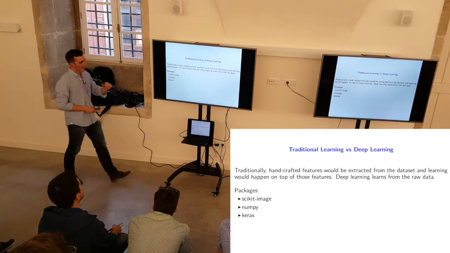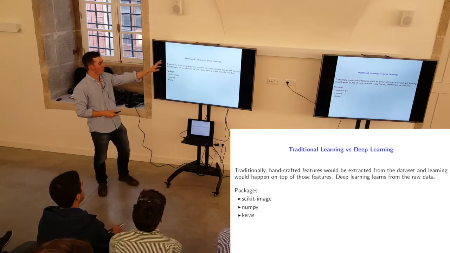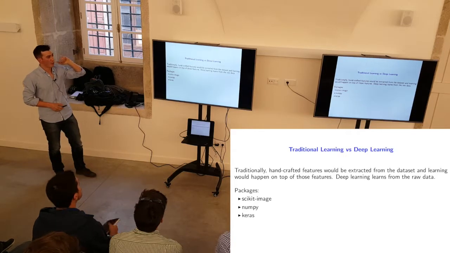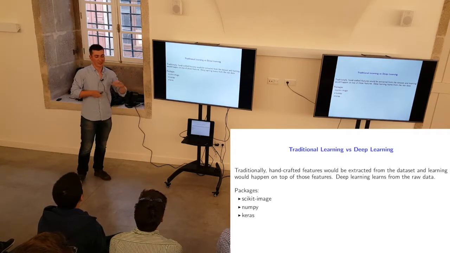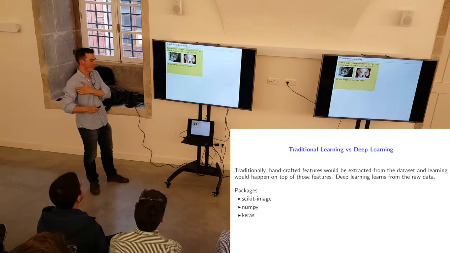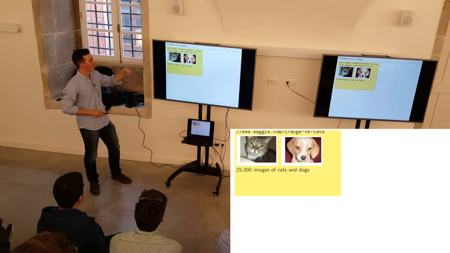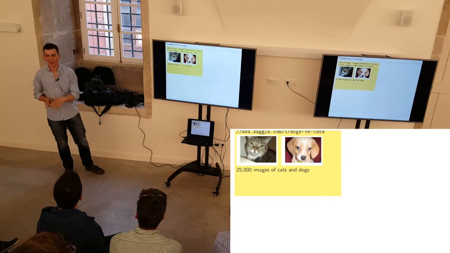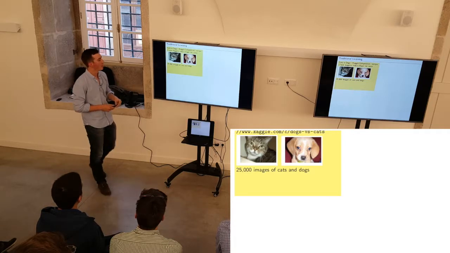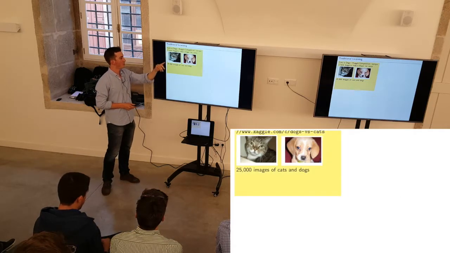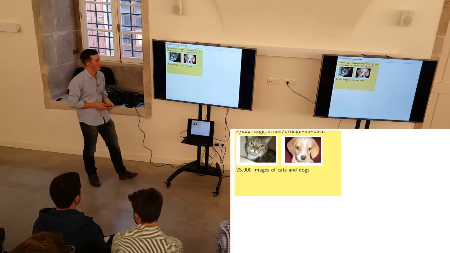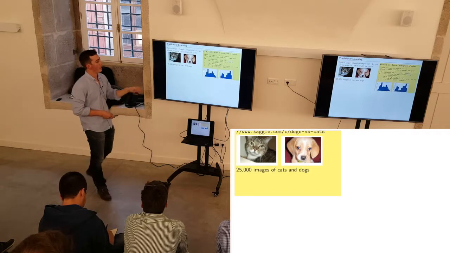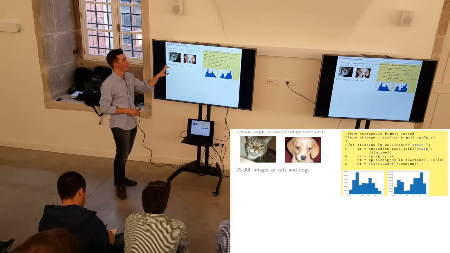Let's discuss a little bit traditional learning versus deep learning. What we have done in text mining is traditional learning. We are going to see why. Let's use, for instance, the data from this Kaggle competition. Kaggle is a website for data mining competitions. In that website, we have this competition that has 25,000 images of cats and dogs. They are balanced, split in half, half for each.